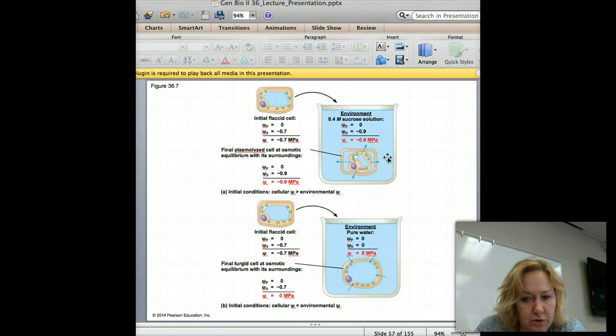You could put it in a salt solution. You could do it in whatever you want to do. And it's going to come out here and your plant's going to shrivel up. This is called plasmolysis. We would call it wilting because that's what it's going to look like, all going to shrivel up. The next one is going to be a turgid cell.